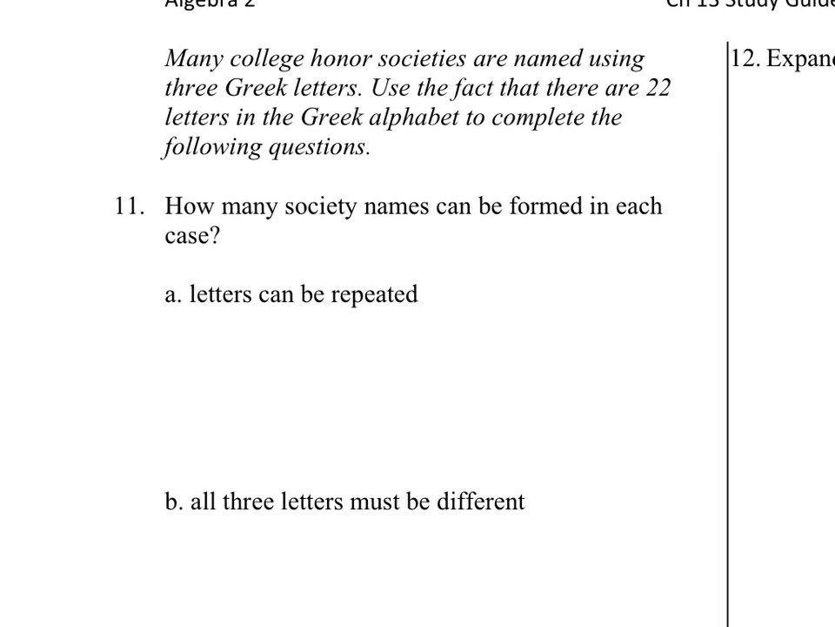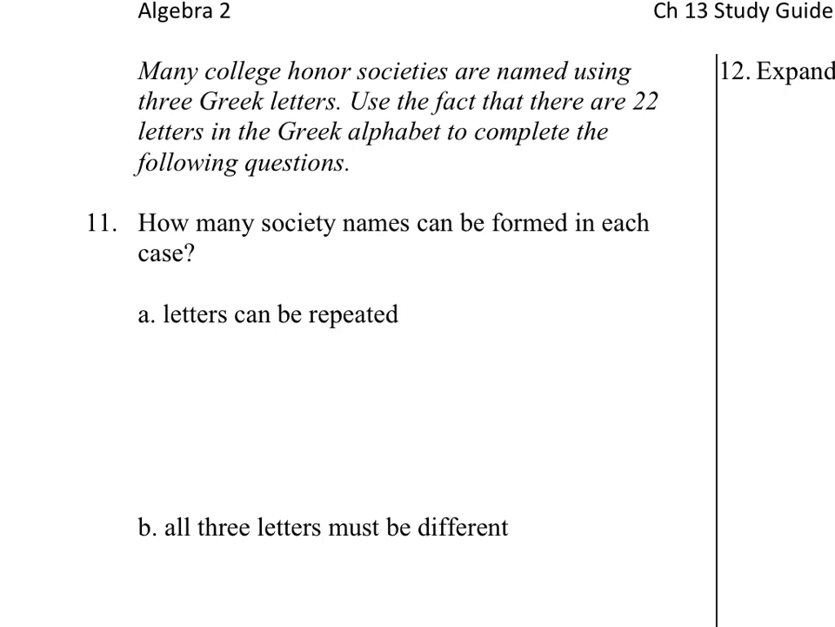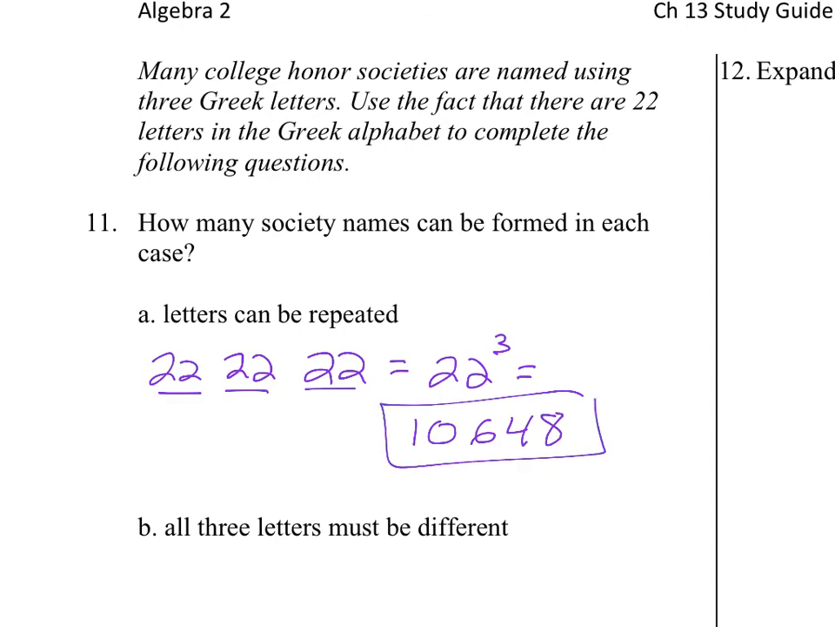Yes. All right. Many college honor societies are named using 3 Greek letters. Use the fact that there are 22 letters in the Greek alphabet to complete the following. How many society names can be formed in each case? Letters can be repeated. They're 3-letter society names. So I've got 22. If they can be repeated, it's just 22 cubed. This is how many, so it's just counting. 10,648. That's all it is.